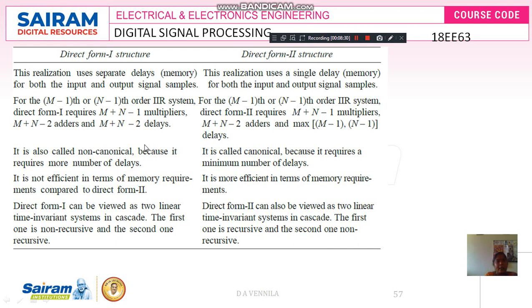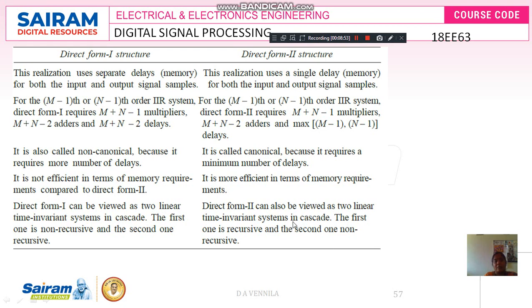Direct form 1 is a non-canonical structure because it requires more delays. Direct form 2 is a canonical structure because it requires fewer delays. Direct form 2 is more efficient, direct form 1 is less efficient. Here direct form 1 can be viewed as two linear time invariant systems in cascade, but direct form 2 will be viewed as only a single system.